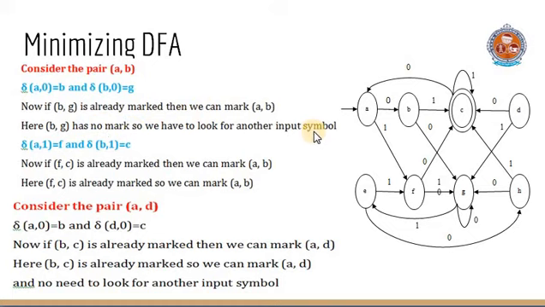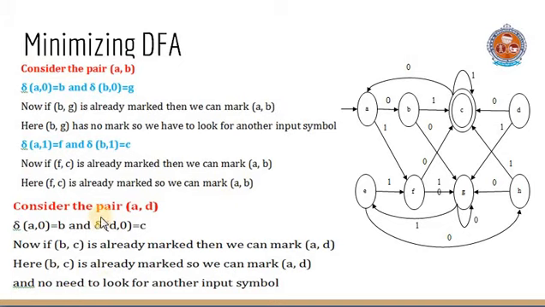The other input symbol is 1. So we have to determine delta of A1 and delta of B1. Delta of A1 is equal to F from this diagram and delta of B1 is equal to C in this diagram. So now we got a pair FC. Now look at the pair FC in the table. If FC is marked, we can mark AB. We can easily observe that FC is already marked, so we can mark AB.